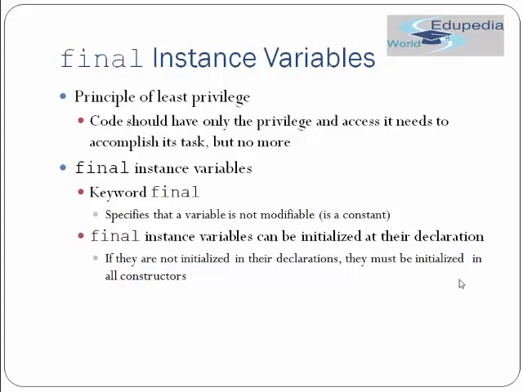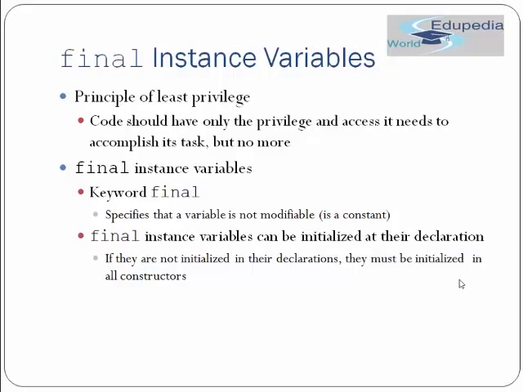It says principle of least privilege. Code should have only the privilege and access it needs to accomplish its task, but no more. A final instance variable is declared by using the keyword final. It specifies that a variable is not modifiable, it is a constant. So if you put a value in a final instance variable, then the value will remain as it is. You cannot modify that value later on.